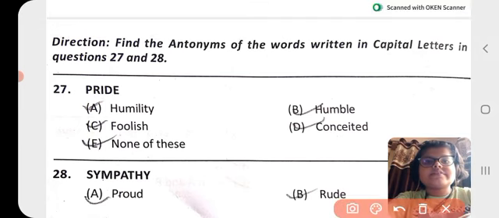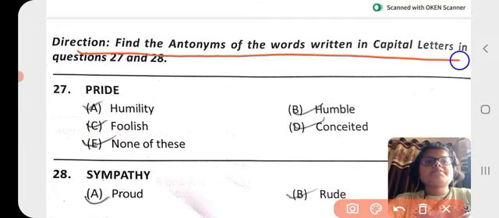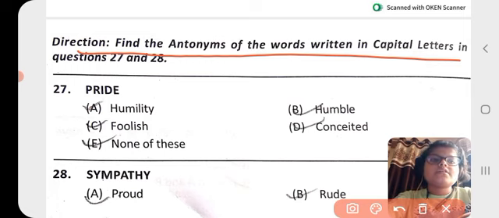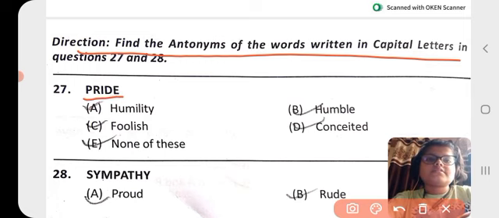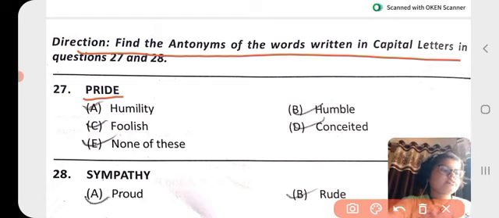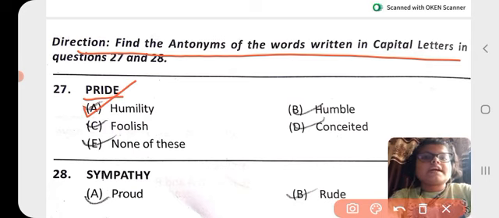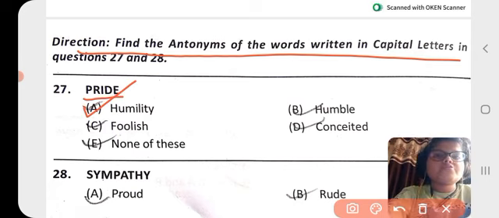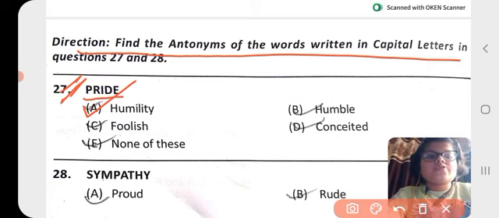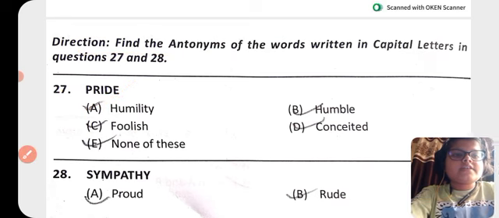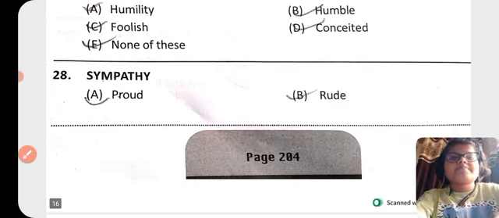Question number 27. Find the antonyms of the words in capital letters. The word is pride, and the antonym of this word will be humility. The antonym of pride is humility, which is in option A. Okay, let's move on to the next word.